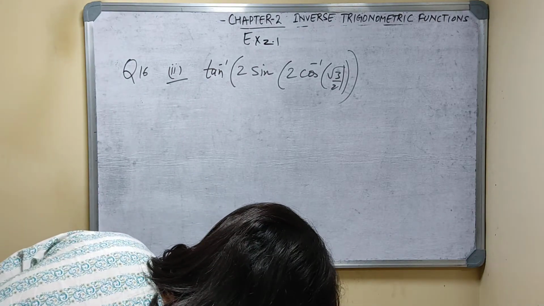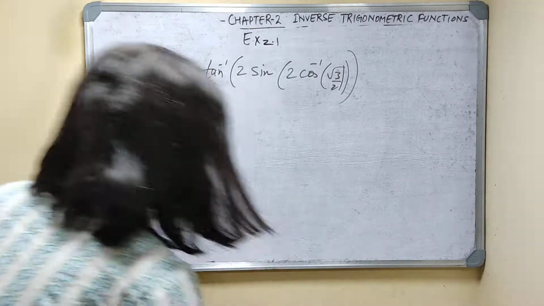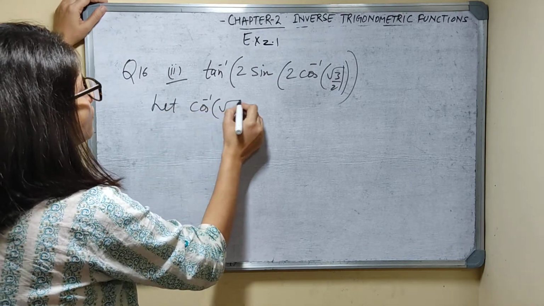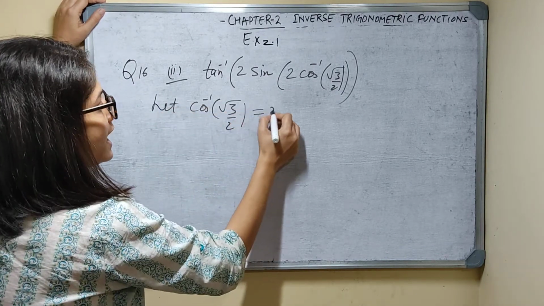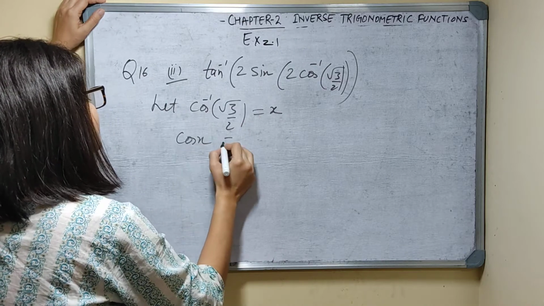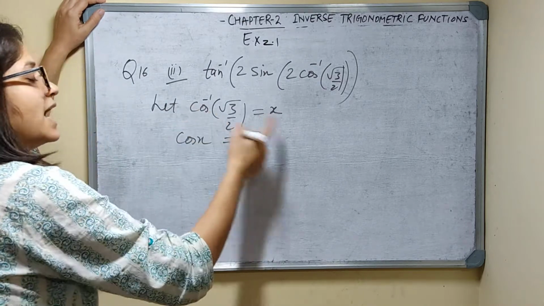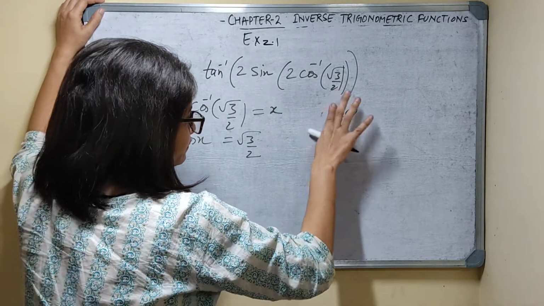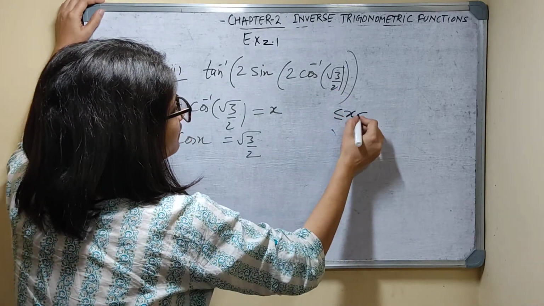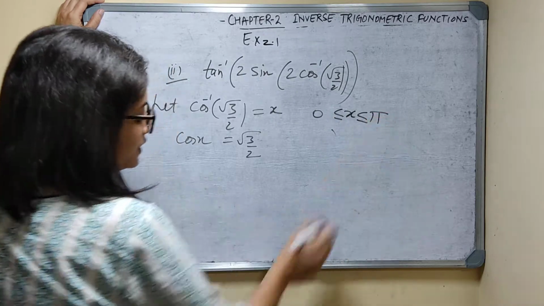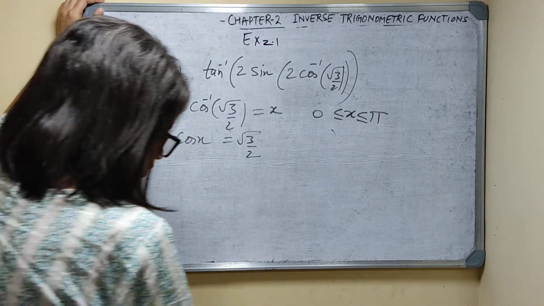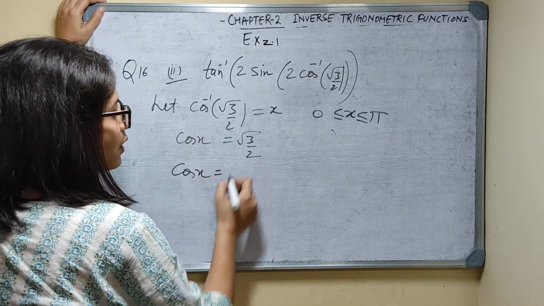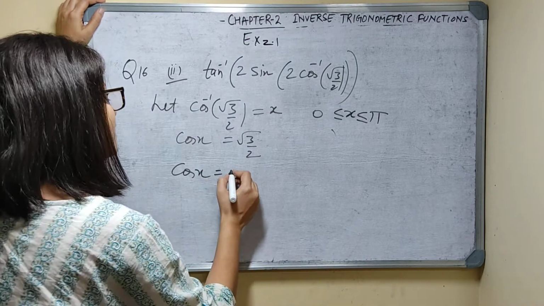You know cos inverse root 3 by 2. What is the value? First, take it like this: let cos inverse root 3 by 2 be equal to x. So cos x is equal to root 3 by 2. And I know for cos inverse, the value of x lies between 0 to pi. Is it clear? So cos x is equal to root 3 by 2.